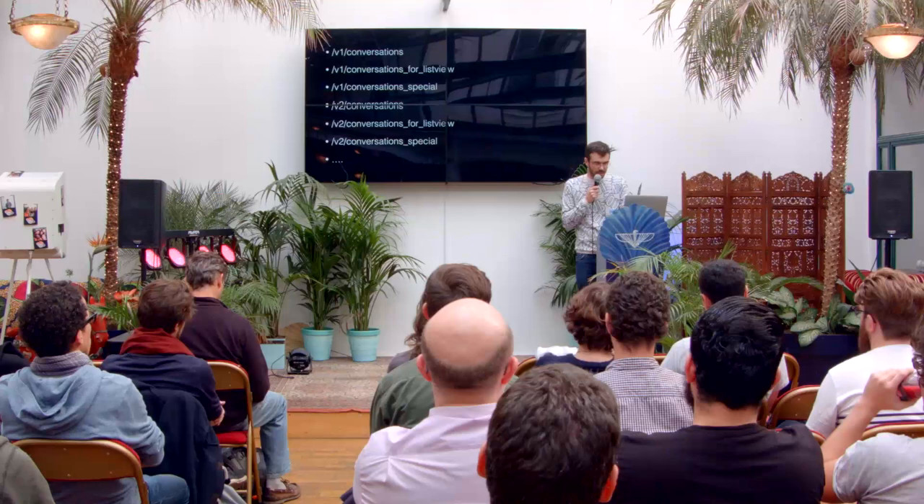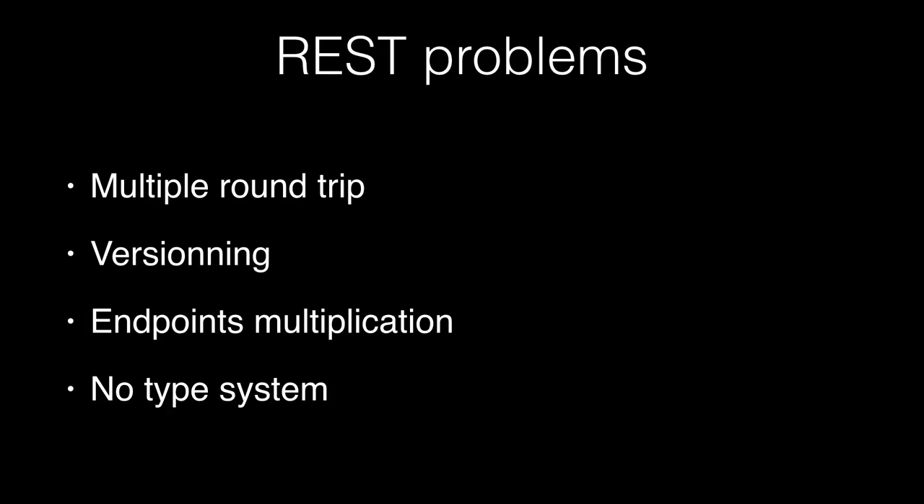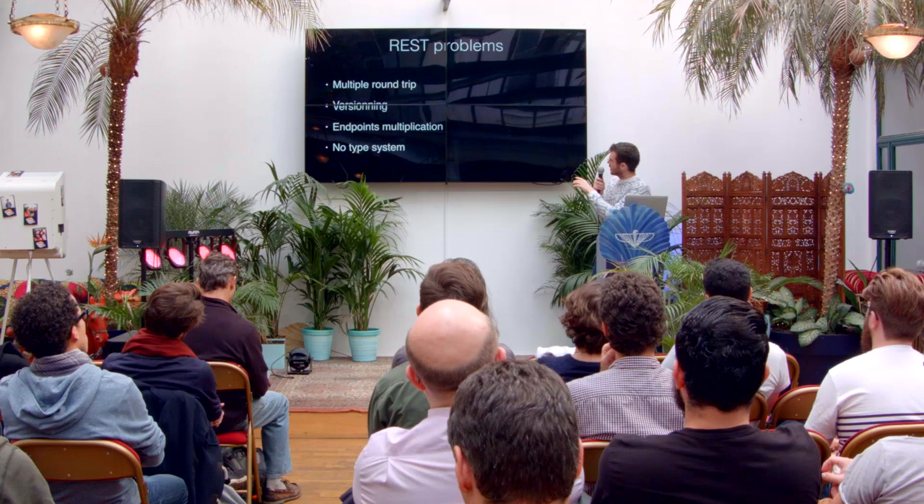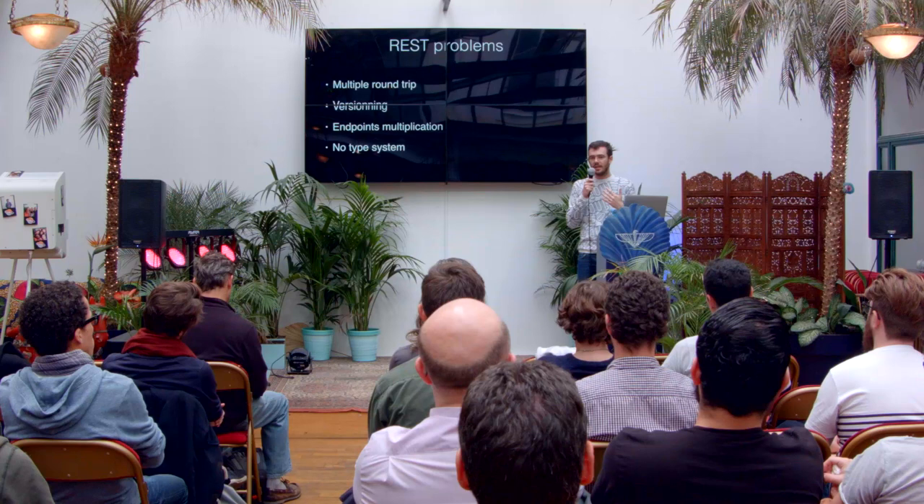So REST has a lot of problems, especially with mobile application. Like we said, when we want to display complex data, we have to make multiple round trips and make a lot of different query, which does not scale well with mobile. And from maintainability perspective, versioning leads to endpoint multiplication and become a nightmare.